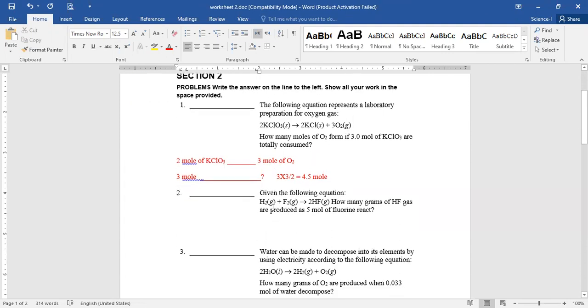Given the following equation, H2 reacts with F2 to yield HF. How many grams of hydrogen fluoride gas are produced as 5 moles of fluorine react? Here we need to change moles into grams, or into mass. So let's find out, guys, who can answer this problem.